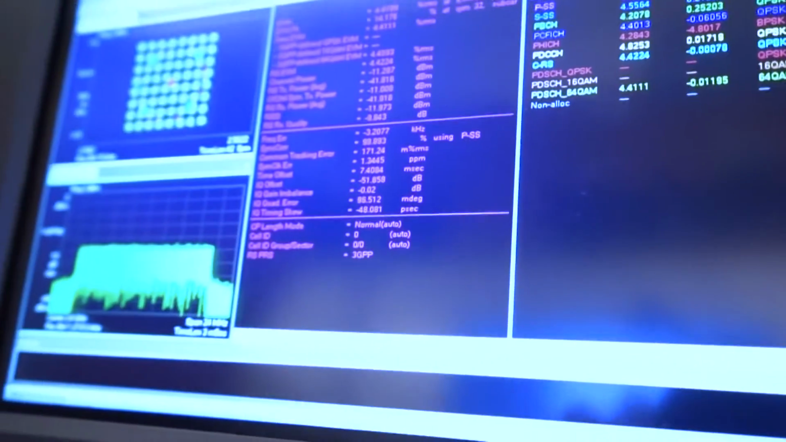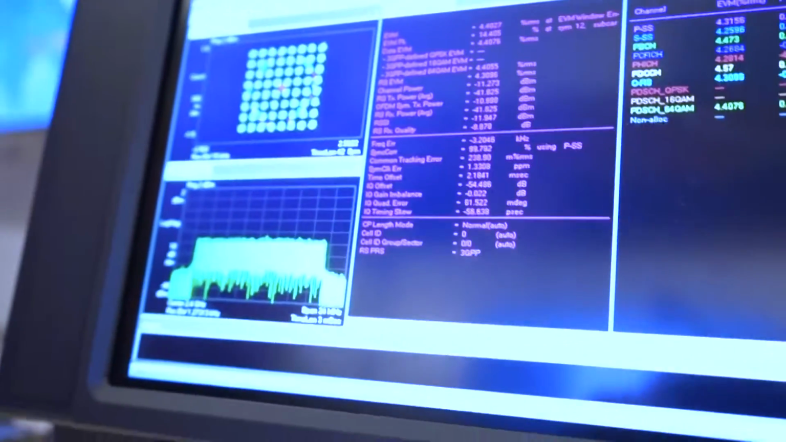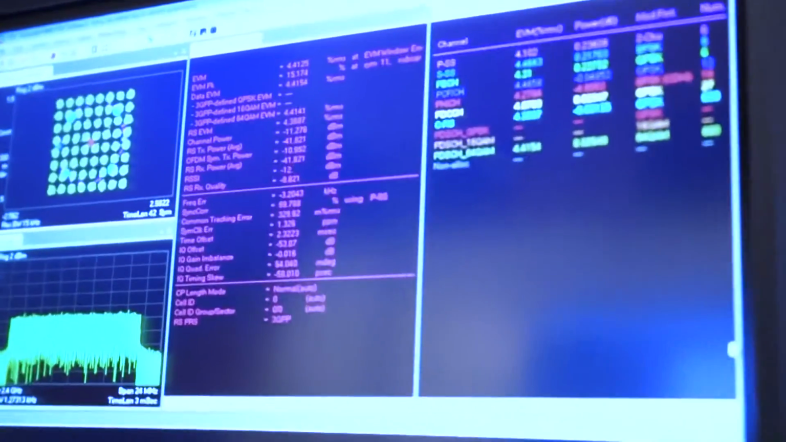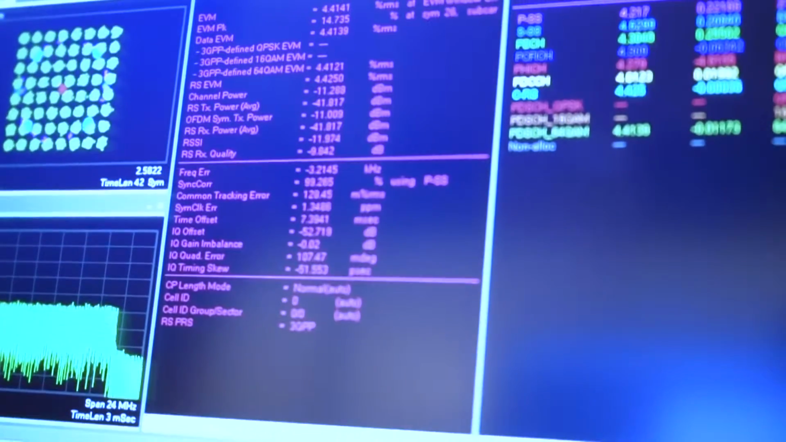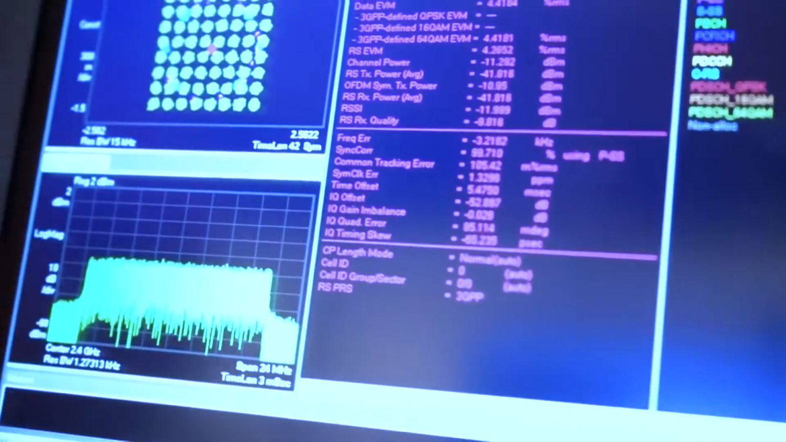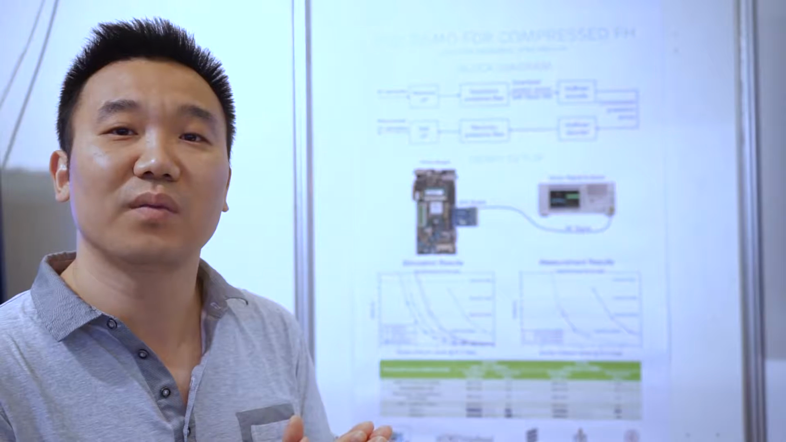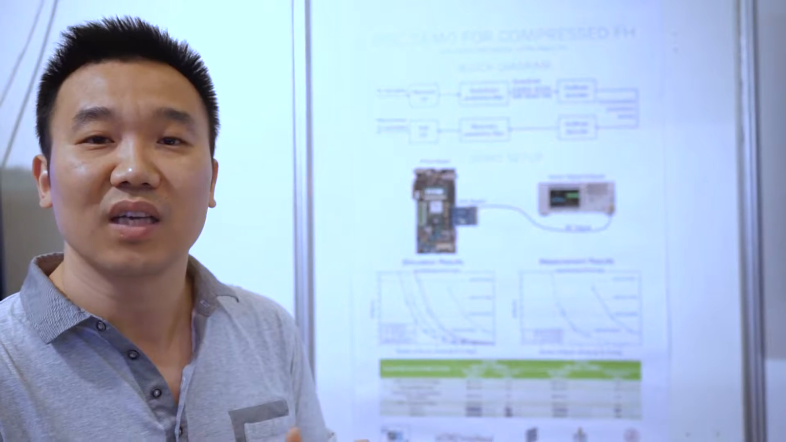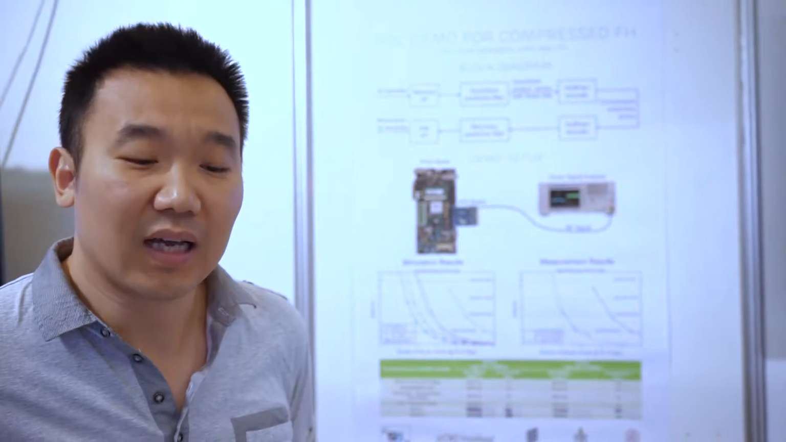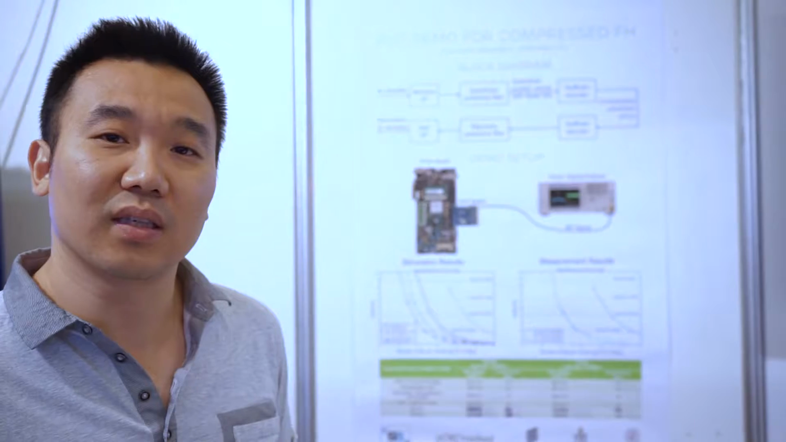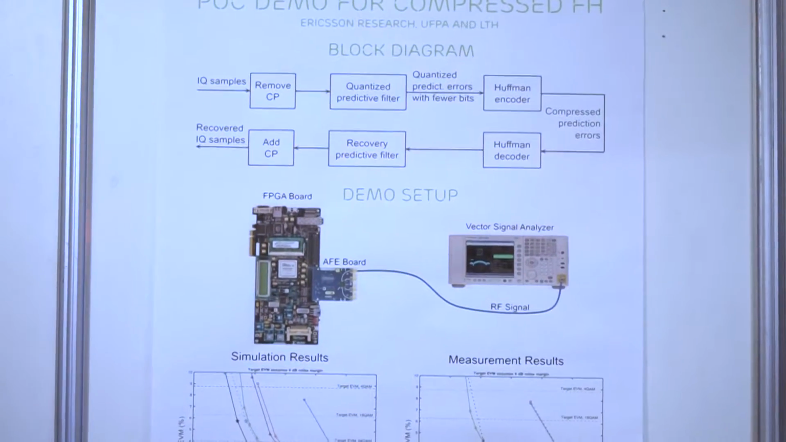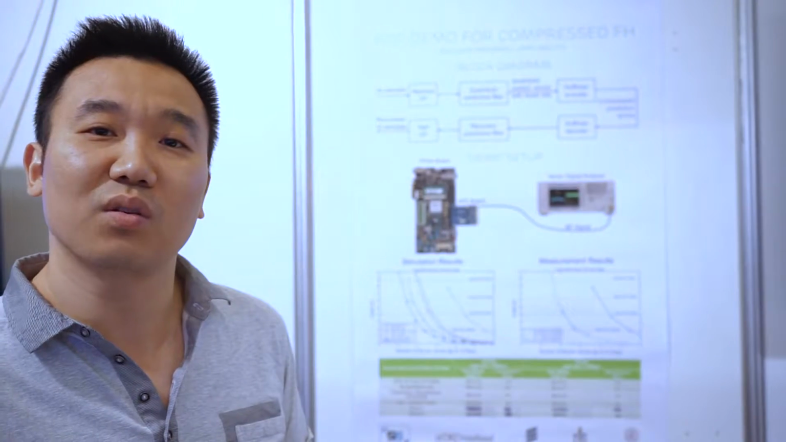But there's a trade-off between the air interface performance and the fronthaul compression ratio. The more you compress, the less air interface performance you will get. But it is enough to support very high performance for the air interface, even with 5 times compression.